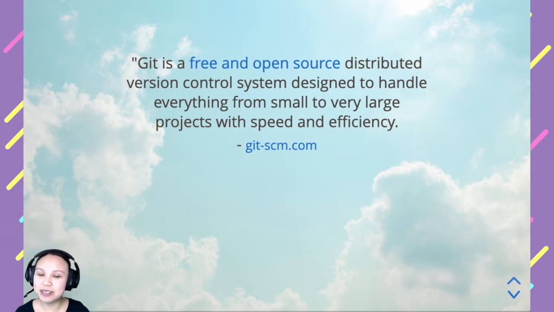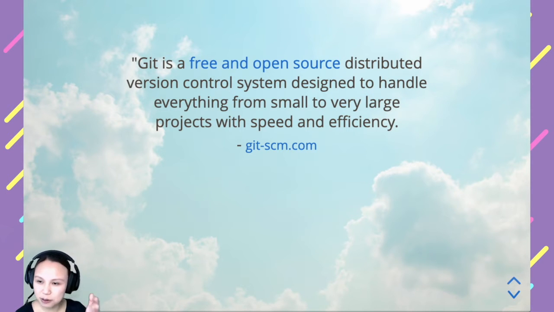This is what I found on the official Git website, git-scm.com. SCM is, sorry, I just looked it up yesterday and it slipped my mind. It's another term for version control, maybe source control. So that is the official definition: Git is a free and open source, and that's very important, it's free, distributed version control system that is designed to handle everything from small to very large projects with speed and efficiency.